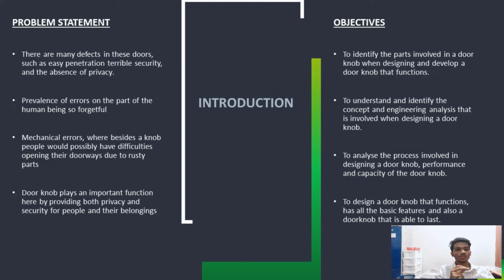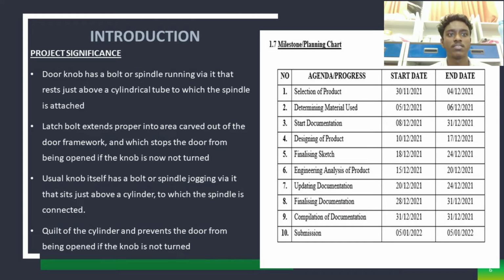So the objectives of our project are, first, to identify the parts involved in a doorknob when designing and developing a doorknob that functions. Next is to understand and identify the concept of engineering analysis that is involved when designing a doorknob. Thirdly, to analyze the process involved in designing a doorknob. And fourth, to design a doorknob that functions, has all the basic features, and can last for a long time. Now we will see the product significance.